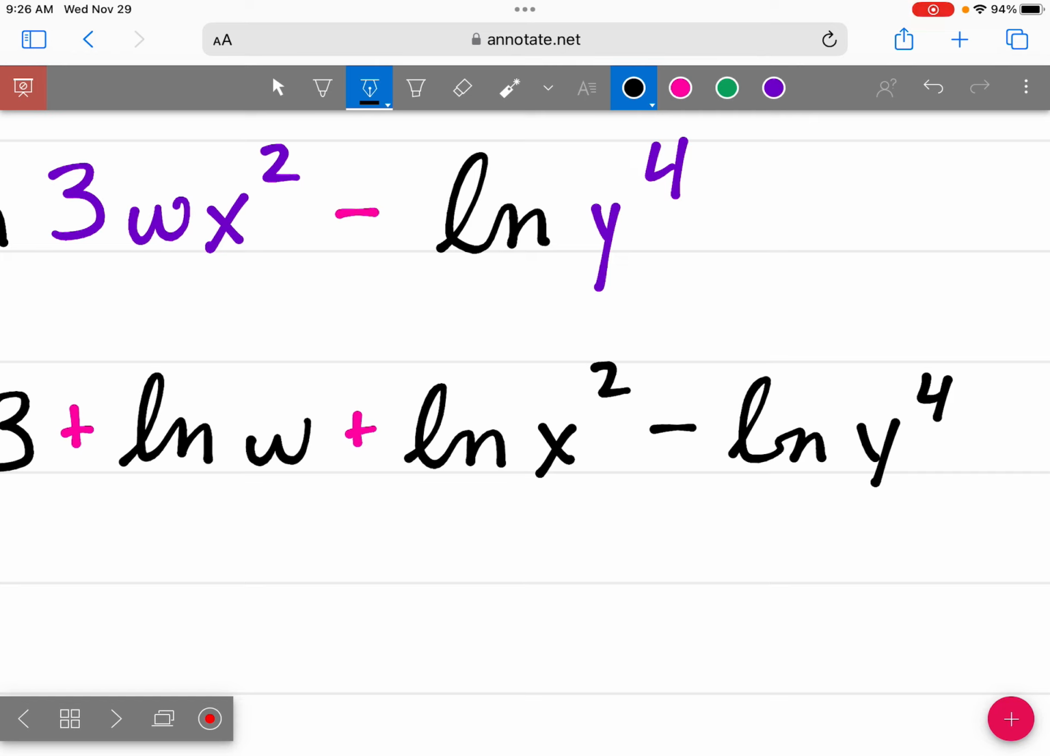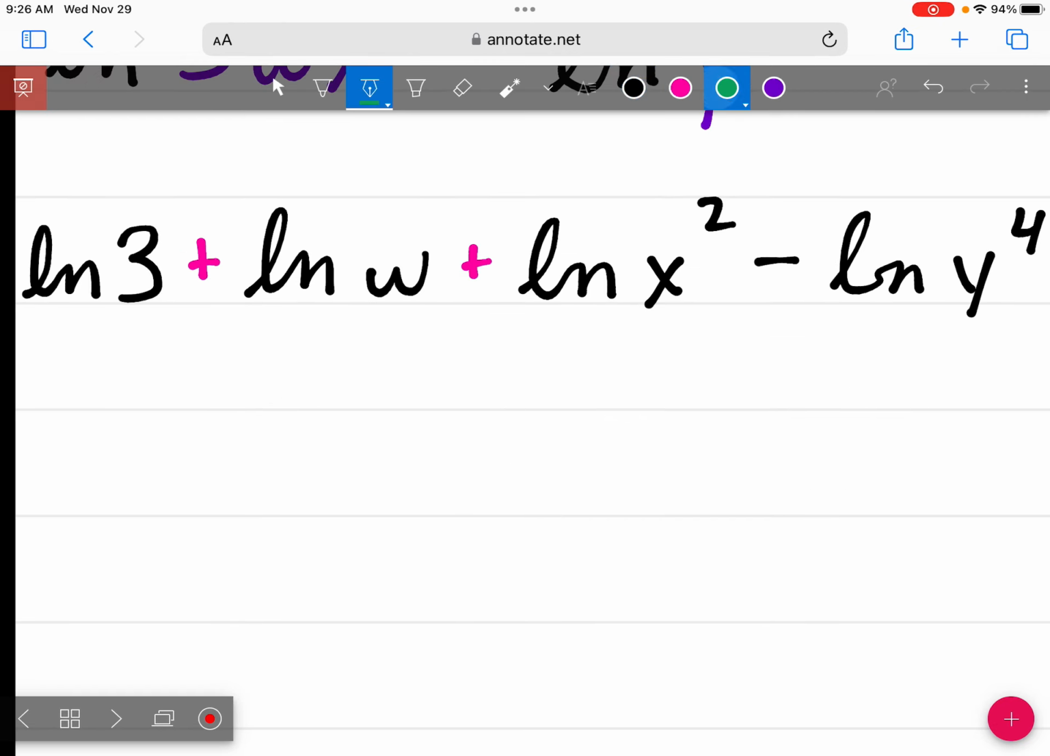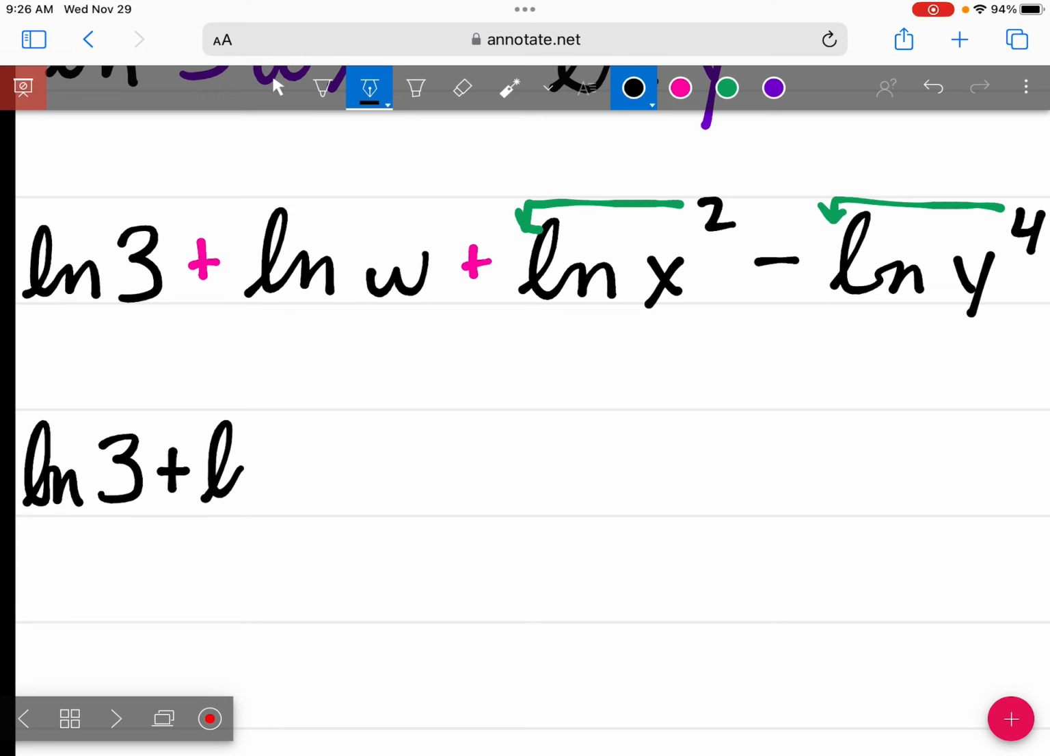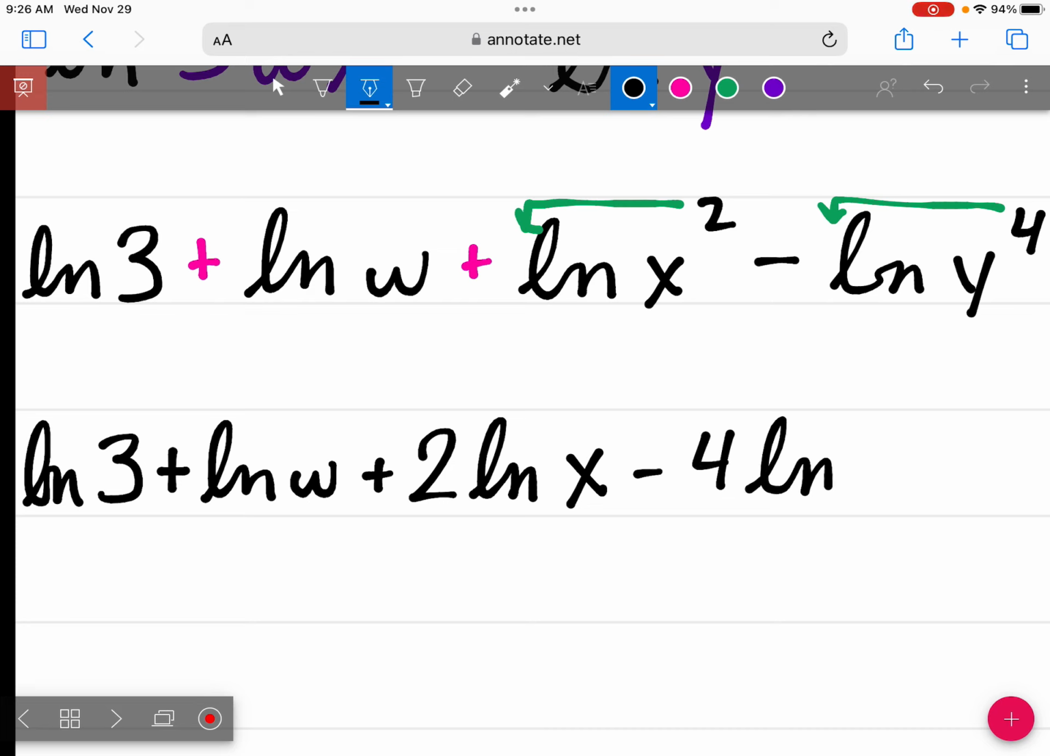And we have one more step. Because now we need to do our power property on these 2 exponents over here. And our final answer is going to be the natural log of 3 plus the natural log of w plus 2 natural log of x minus 4 natural log of y.